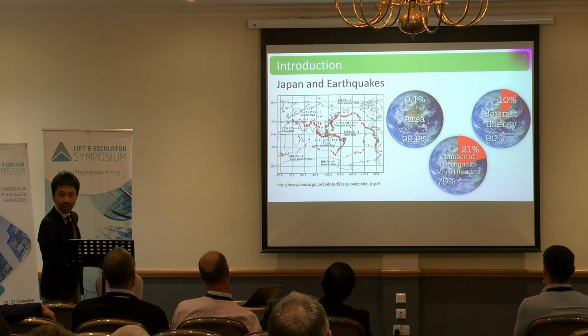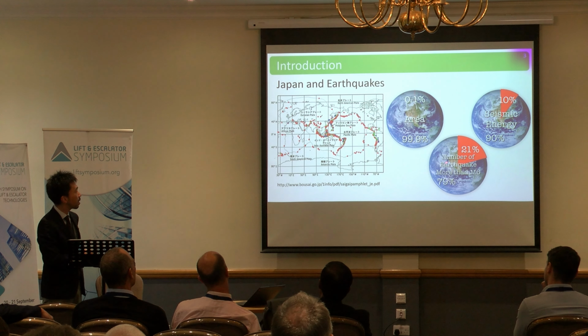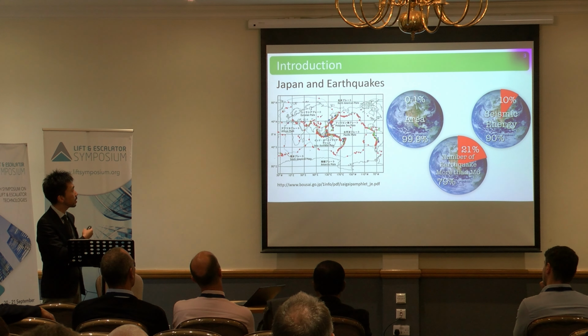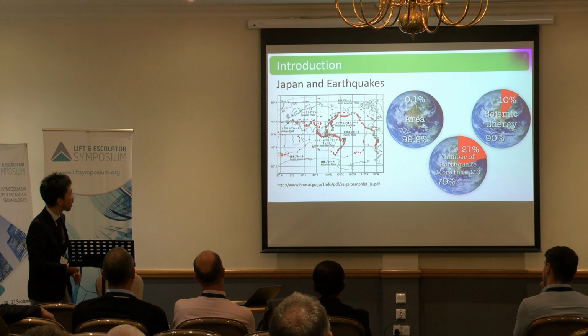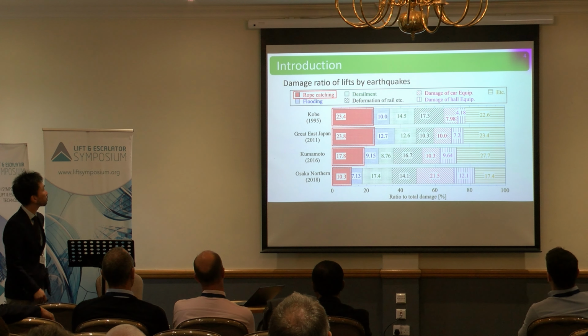And there are interesting data regarding Japan's earthquakes. The area of Japan and its surroundings is only 0.1% of the whole Earth. However, 21% of the earthquakes with magnitude more than 6 occurred there, and 10% of seismic energy is dissipated in Japan and its surroundings. So we have much experience of earthquakes.